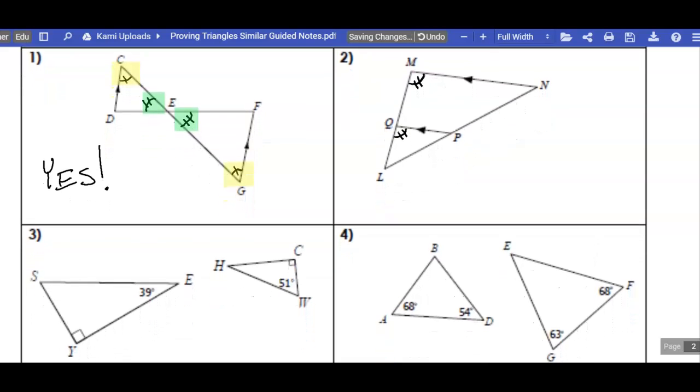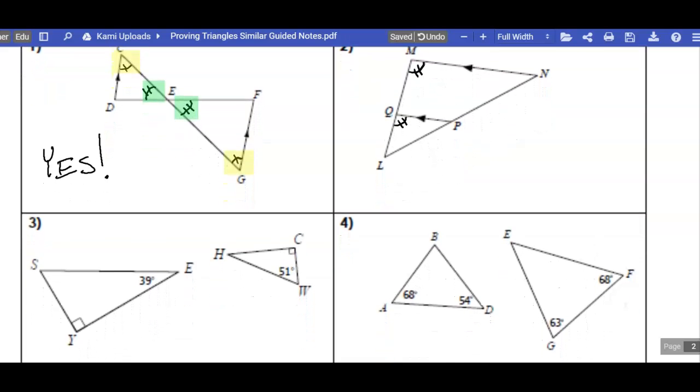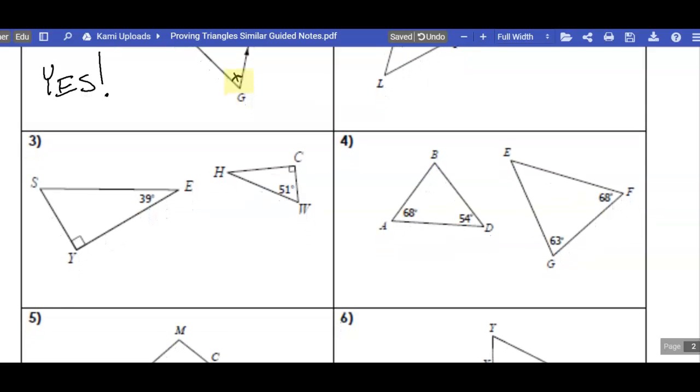All right, now let's take a look at number 4. So I have one pair of angles congruent, but I don't know what those other angles are, so I need to check those. So let's see what the angle is in the first triangle. So let's subtract out the 68 and the 54. So that gives me 58 degrees.